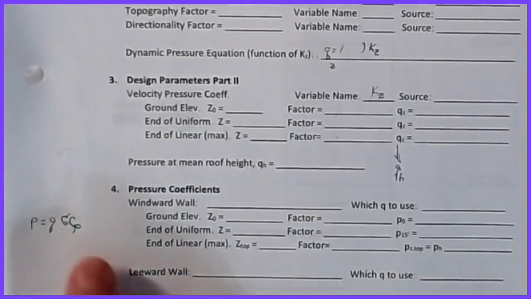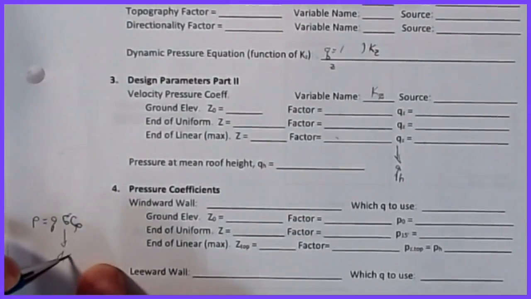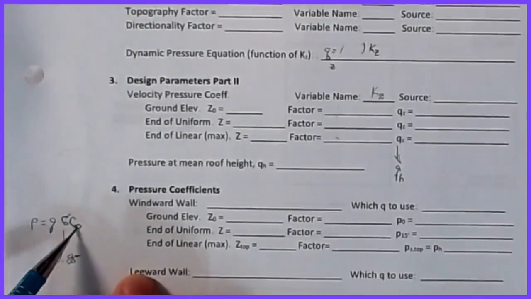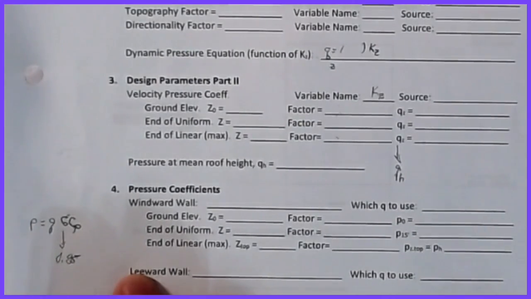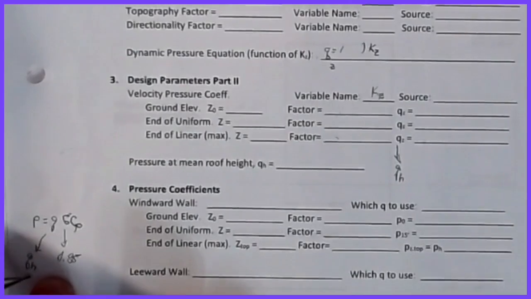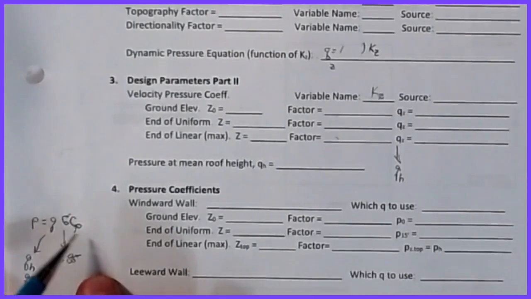All right, now the gust factor for the 3-second gust, remember we talked about, is always 0.85 for what we're looking at. Okay, and then the CP comes from the table based on the wall that you're looking at, and then you get your Q, which is either QH or QZ. So that could be QH or QZ depending on what's required. Okay, and then this value is for the wall that you have.